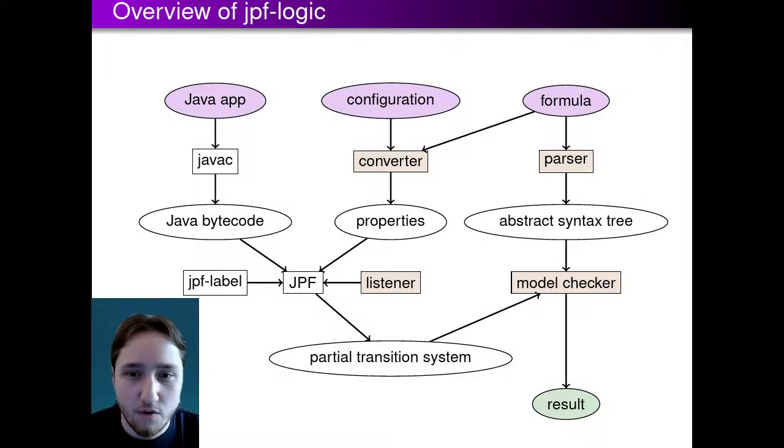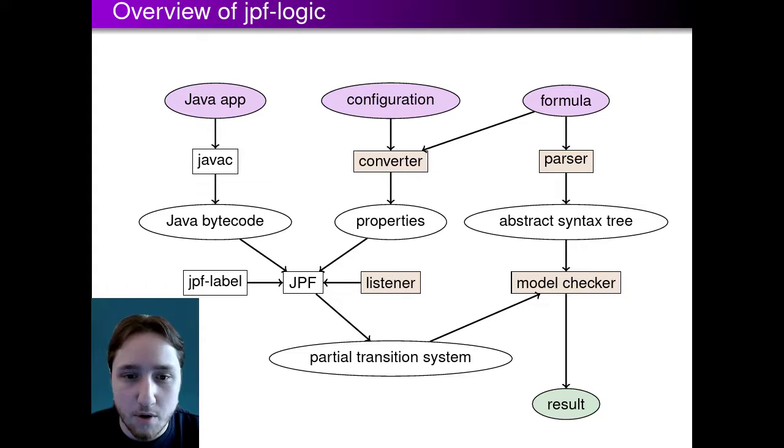This is a high-level overview of our framework JPF-Logic. As input, represented by the purple ovals, it takes the bytecode of a Java application and a formula. Furthermore, one can configure JPF-Logic. In the configuration file, one can set JPF properties such as target and classpath, as well as which logic to use and where the file with the formula can be found. As output, represented by the green oval, JPF-Logic provides the result. The formula must hold, the formula may hold, or the formula does not hold.